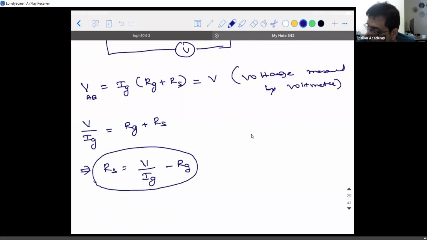So if you know the value of voltage you need to measure, if you know the full scale deflection current and you know the resistance of the galvanometer, then you can decide how much is the series resistor that you need to connect across the galvanometer to make it a voltmeter.